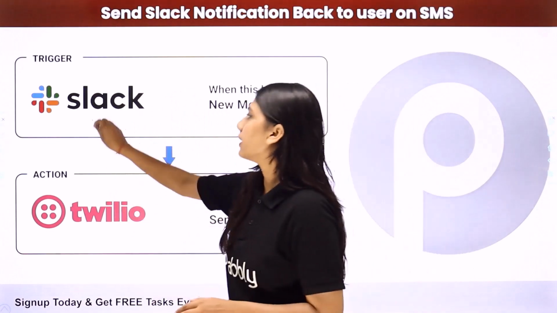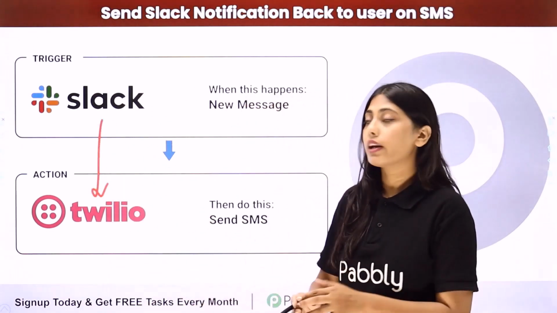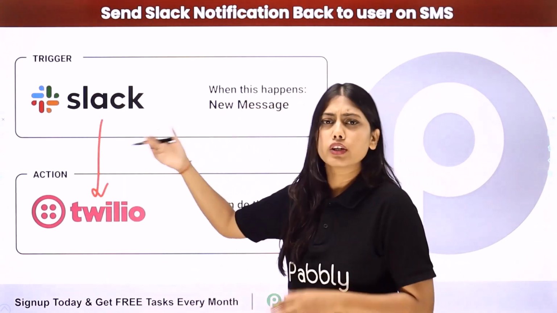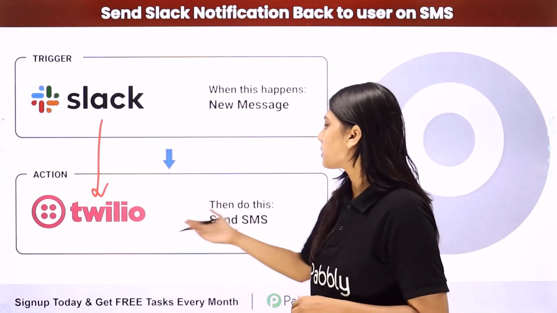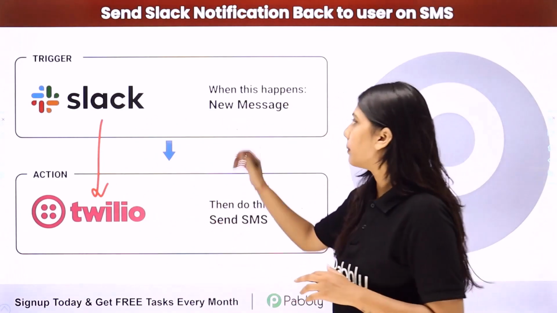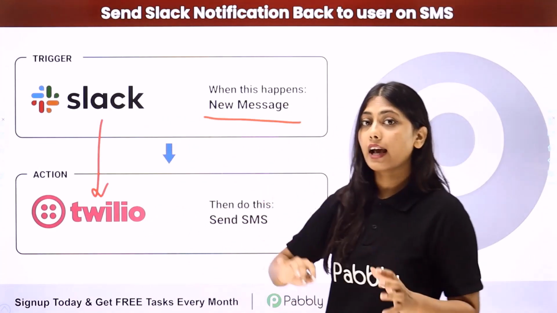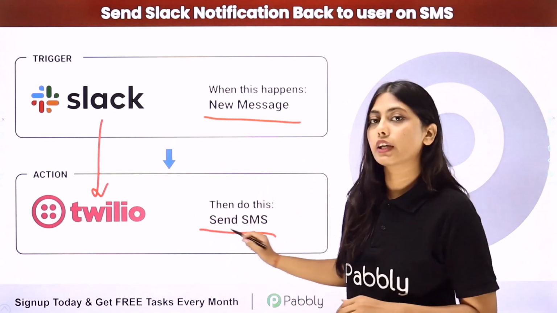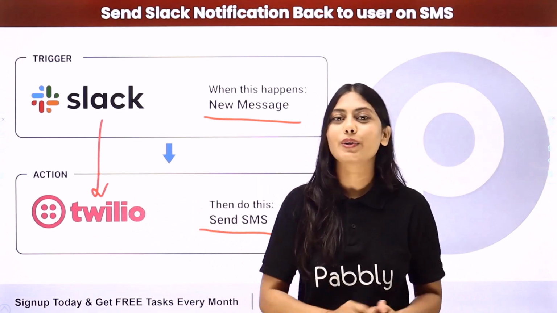Here we are going to integrate these two applications in such a way that whenever a new message is received on Slack or a reply is made, you will get an SMS notification. So here our trigger will be the new message in Slack, and our action will be to send an SMS notification using Twilio. Let us learn how to do that.